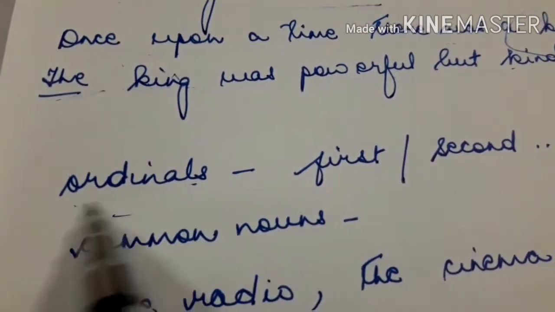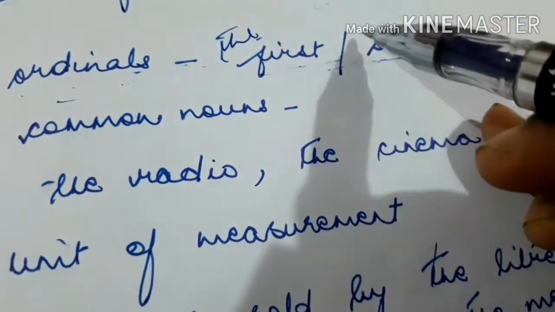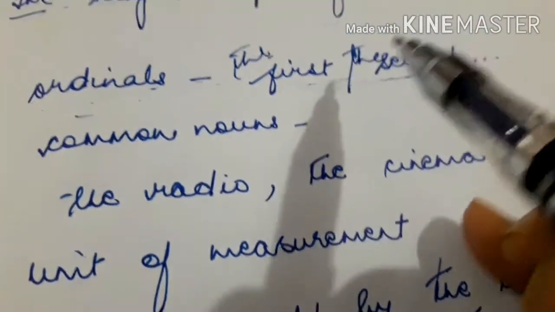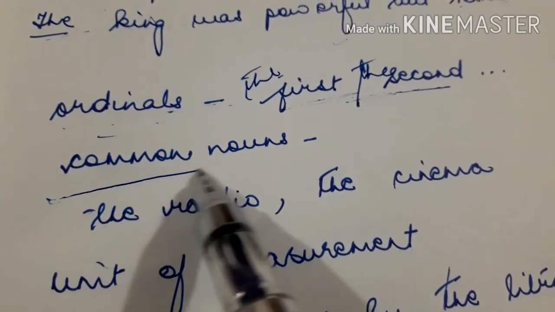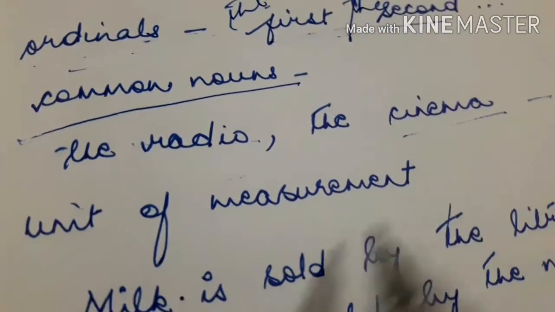The definite article can be used before ordinals like the first, the second, okay, before such words like the first or the second boy in the class, and so on. And you can use the definite article before common nouns like the radio, the cinema, and so on.